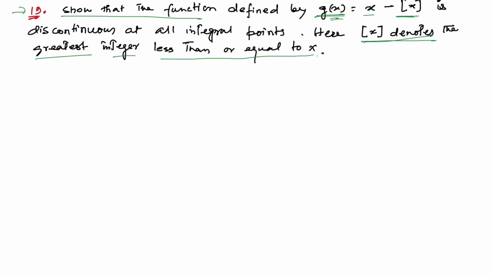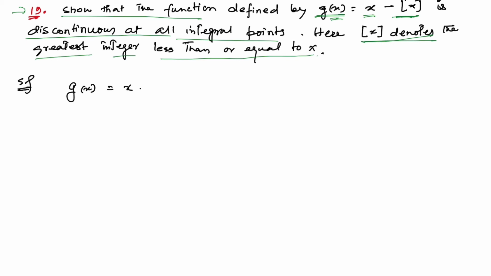So we have to show that this function g of x, which is equal to x minus the greatest integer function of x, is discontinuous at all integral points. So now let me show you the solution.